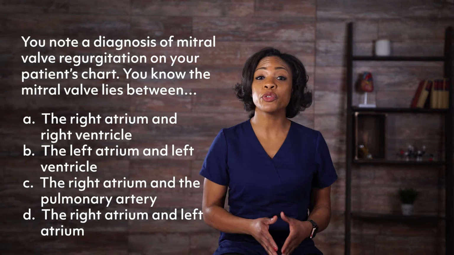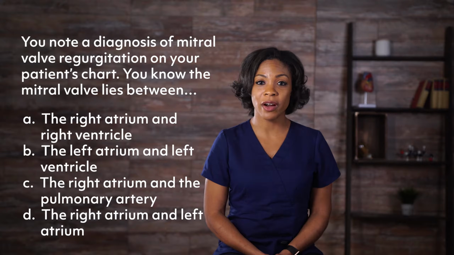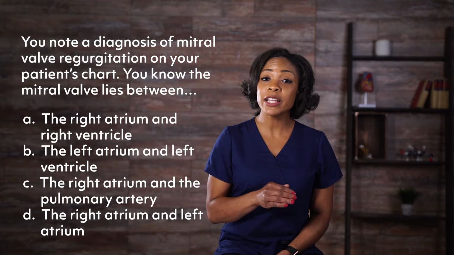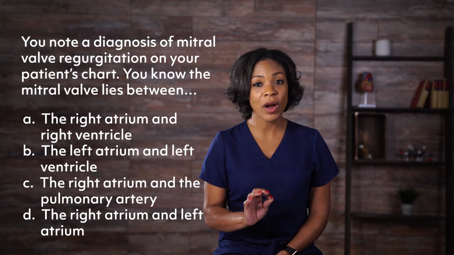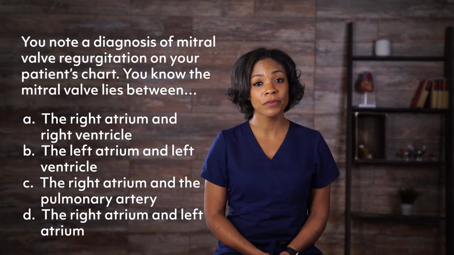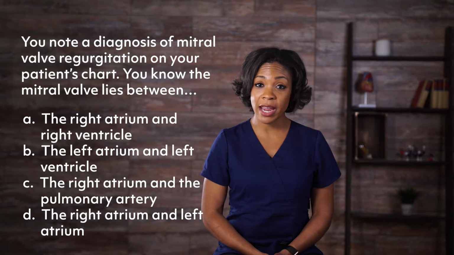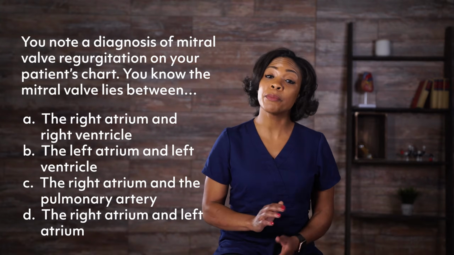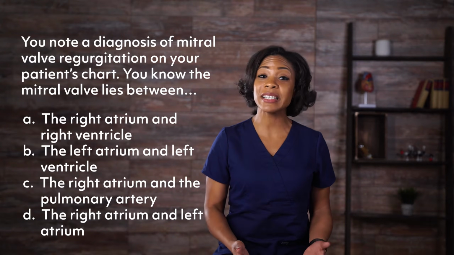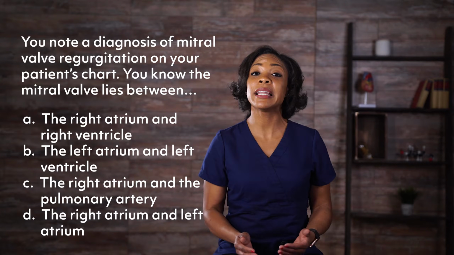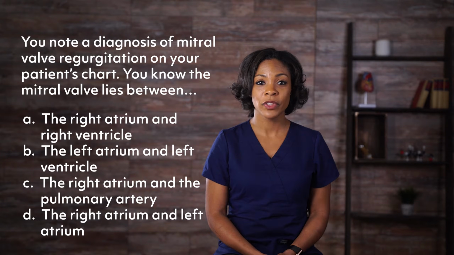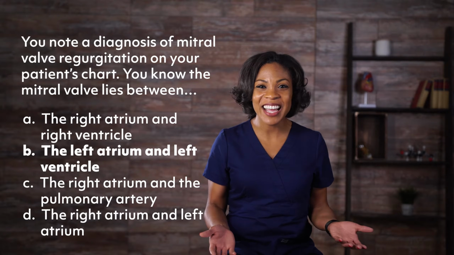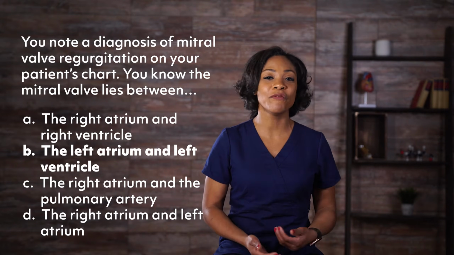Now let's test your knowledge with a couple of practice questions. You note a diagnosis of mitral valve regurgitation on your patient's chart. You know the mitral valve lies between A, the right atrium and right ventricle, B, the left atrium and left ventricle, C, the right atrium and pulmonary artery, or D, the right atrium and left atrium. If you said B, you're correct. The left atrium and left ventricle.